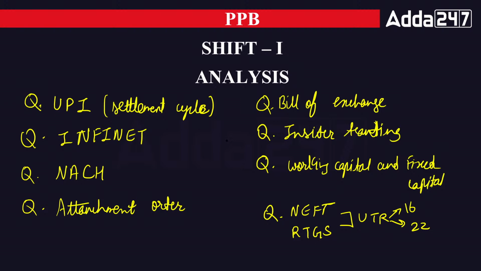If I talk about NEFT, there is no transaction limit in NEFT, no minimum, no maximum limit. In case of RTGS, the minimum limit is 2 lakh and there is no maximum limit. Also, NEFT and RTGS have now become 24 into 7. From December 2019, NEFT is 24 into 7, and from December 2020, RTGS is 24/7. Okay. So these questions have been asked.